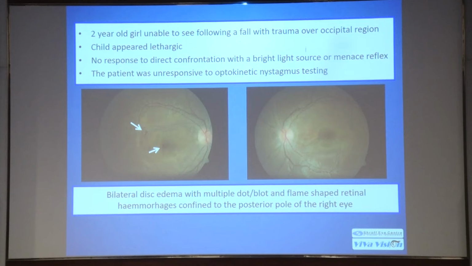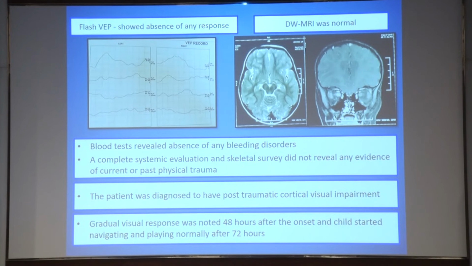There was no response to direct confrontation, menace reflex, or to optokinetic nystagmus testing. Dilated fundus, and in these young infants, a dilated retinal examination is essential, showed a mild disc edema with a few dot and blot hemorrhages over the posterior pole. The VEP showed the absence of any response. A diffusion weighted MRI was completely normal. A skeletal survey and a complete pediatric evaluation was done, and the patient was diagnosed to have a post-traumatic CVI.